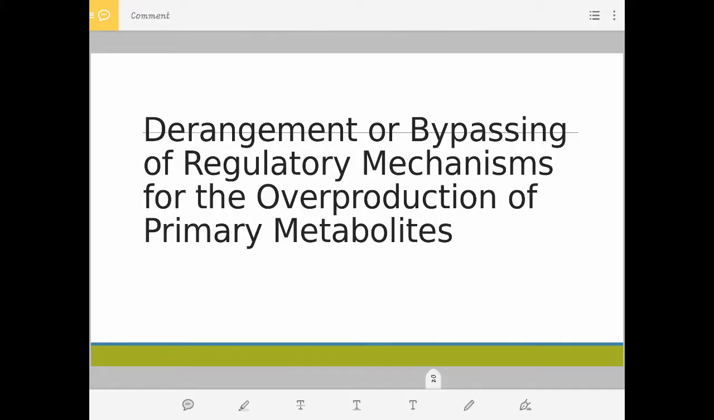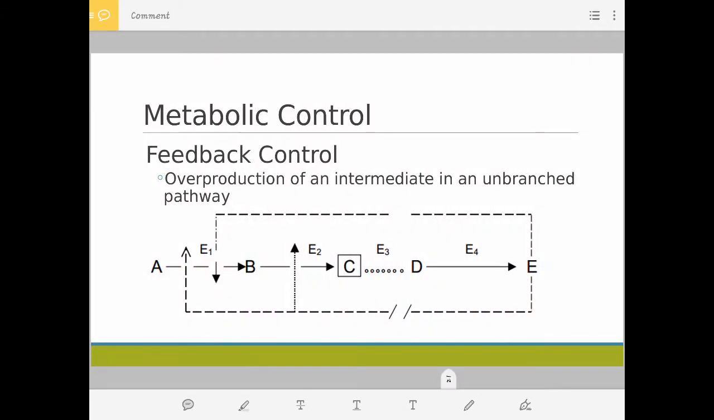Now in this video, let's discuss the derangement or bypassing of regulatory mechanisms for the overproduction of primary metabolites. Earlier, we discussed feedback inhibition, where you have a pathway, and the end product of that pathway is an inhibitor for the substrate at the start of the pathway. Now, suppose that you want to overproduce an intermediate in that pathway.